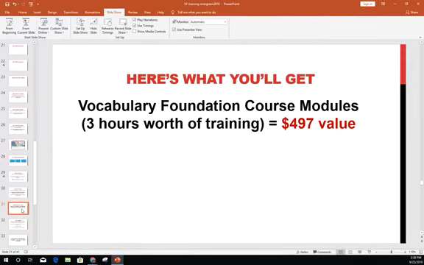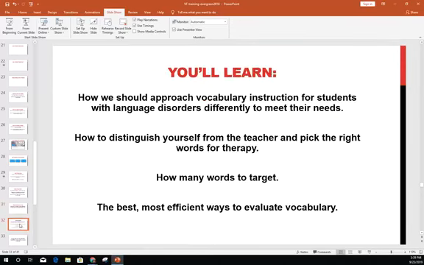What you'll get when you sign up for the Vocabulary Foundation is the course modules that include 3 hours worth of training that will guide you through exactly what I just explained. So how to pick the vocabulary words, how to focus your therapy, how to really own your role and explain that to other people, and then how to establish those first steps of evaluating your students so that you know where they stand, and so that you're able to track and monitor progress. You'll learn how to approach vocabulary instruction and how it's different for students with language disorders, how to distinguish yourself from the teacher and pick the right words for therapy, how many words to target, and then the most efficient ways to evaluate vocabulary.